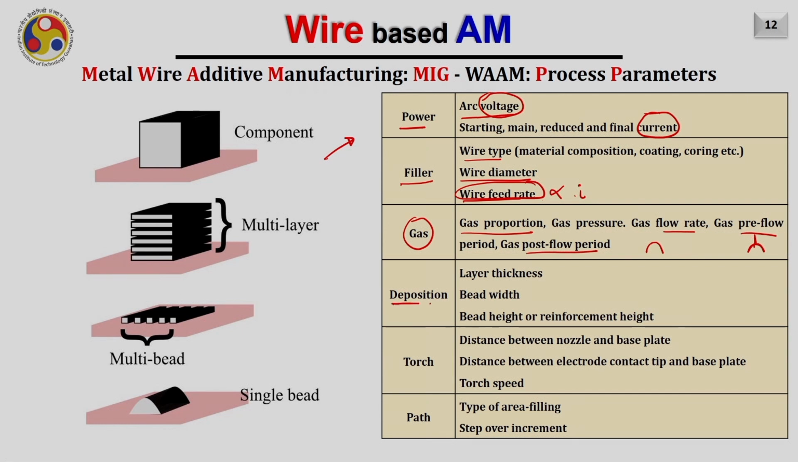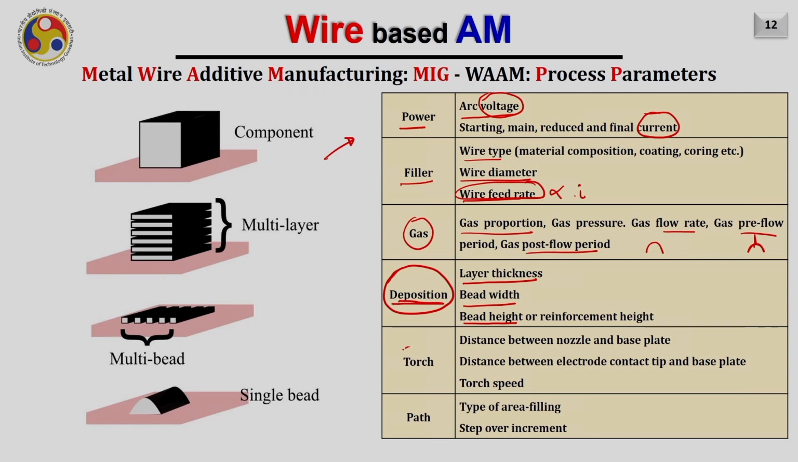Then the parameters associated with the deposition, like what will be the layer thickness, what will be the bead width and what will be the bead height. These are the important geometric parameters that will govern the final accuracy of the part you are producing.